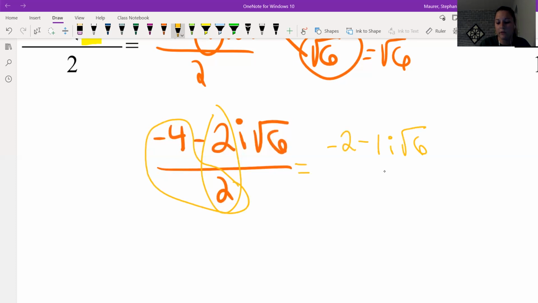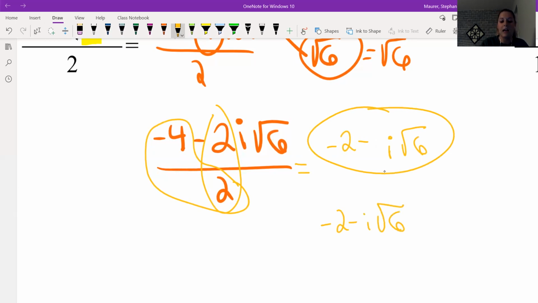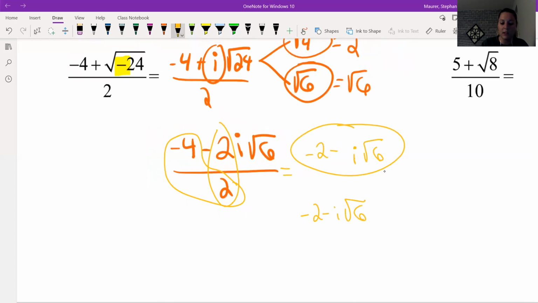So what would I expect your final answer to be here? You don't really need to have the 1 there, so let's take that out. This would be your final answer, -2 minus i root 6. Now, again, when you do this idea of dividing the bottom number and simplifying the top, both of those numbers need to be able to be divided by 2.